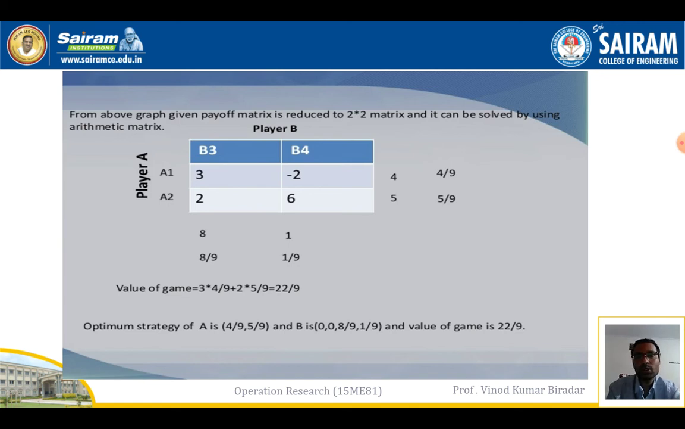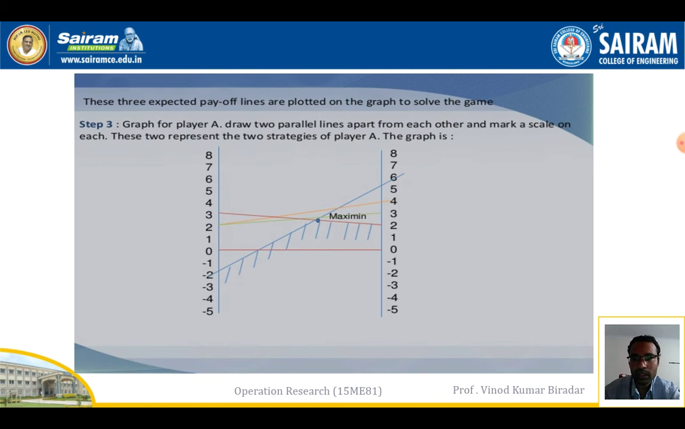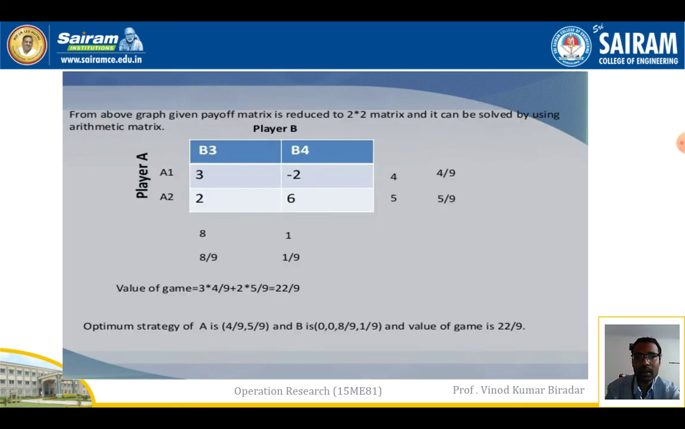Okay, so this is called dominance, we have converted the payoff matrix. This can be solved only with the help of the odd matrix. Now what I'm going to solve is the odd matrix. From the above graph, the given payoff matrix is reduced into a 2 by 2 matrix, and it can be solved using the arithmetic matrix, also called the odd matrix. Graph for player A: draw two parallel lines apart from each other, and mark the scale on each. From the graph, at the maximum point two lines are crossing, and those lines are 3, 2 and minus 2, 6.